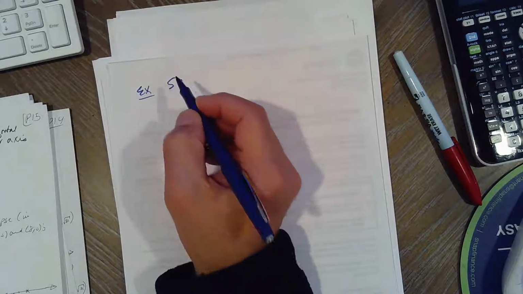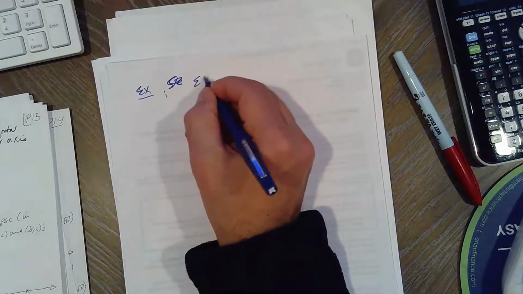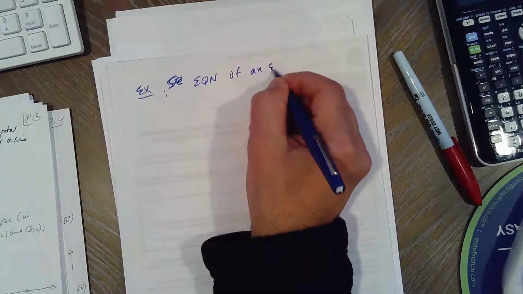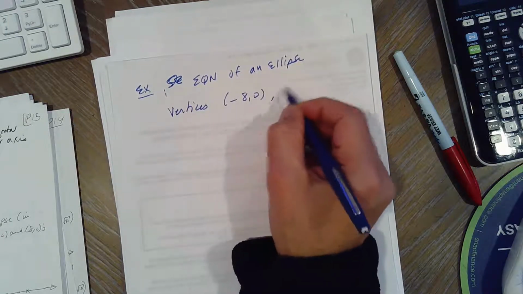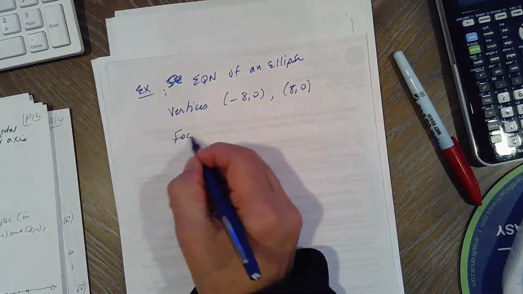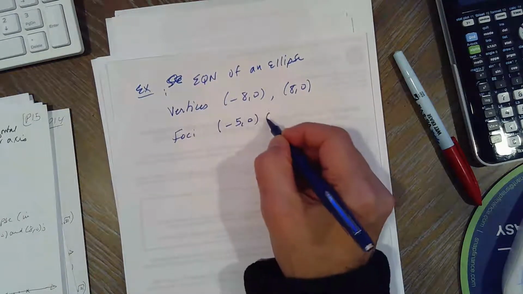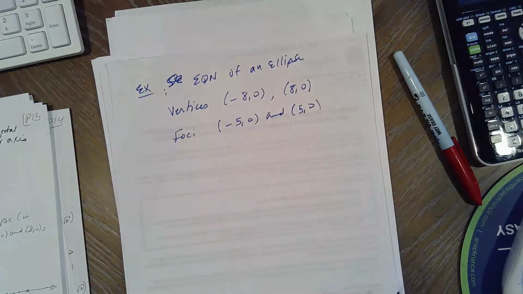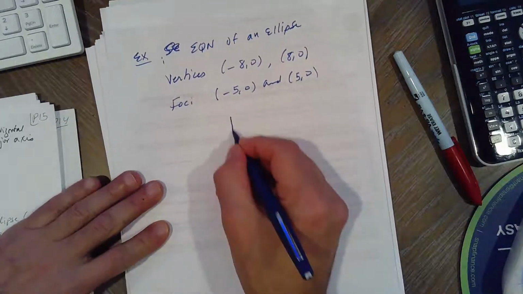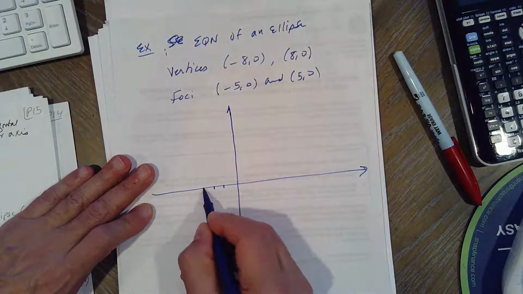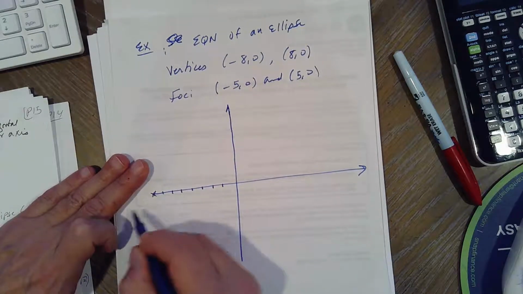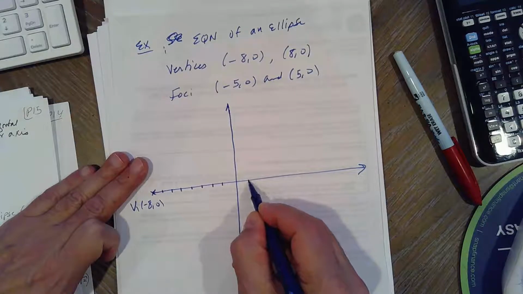Okay, from this section, again, we want the equation of an ellipse in standard form, where the vertices are -8, 0 and 8, 0. Foci are -5, 0 and 5, 0. So let's plot these points to get an idea what equation they're looking for. The vertices are -8, 0 and 8, 0.